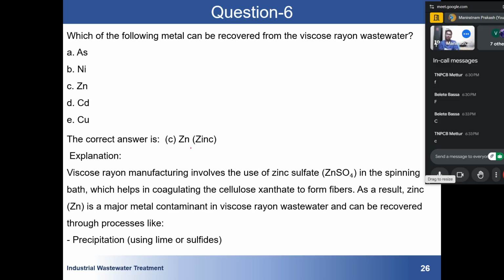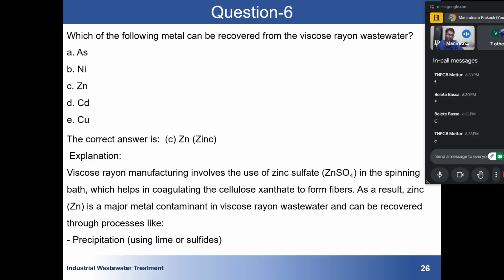That is zinc. Viscose rayon manufacturing involves the use of zinc sulfate. Obviously, if zinc sulfate is used, then zinc will be in the wastewater from the spinning bath, which helps coagulate the cellulose xanthate to form fibers. As a result, zinc is a major contaminant. Some of the zinc will remain in dissolved form and flow with the wastewater, so that can be recovered.